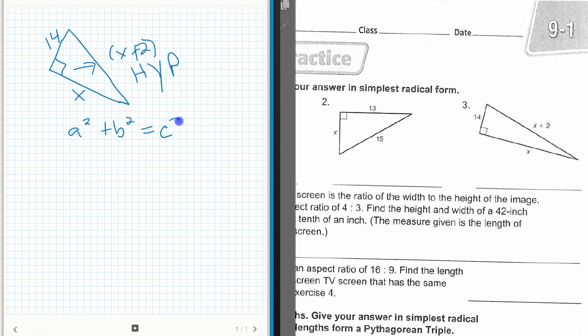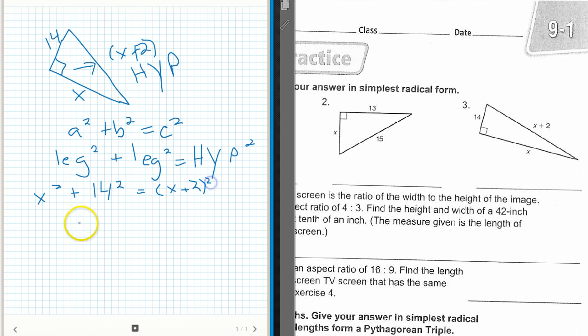Pythagorean theorem on the formula sheet will read a squared plus b squared equals c squared. Try to remember that's leg squared plus leg squared is equal to hypotenuse squared. It's going to come in handy to use it in that fashion. So we've got x squared plus 14 squared is going to be equal to x plus 2 quantity squared, or in parentheses x plus 2 squared.